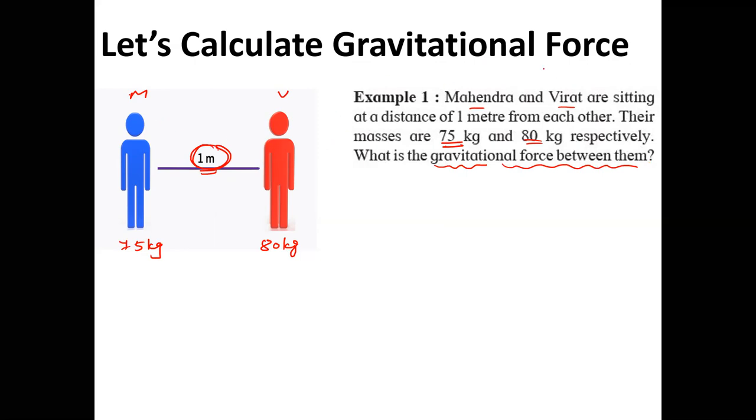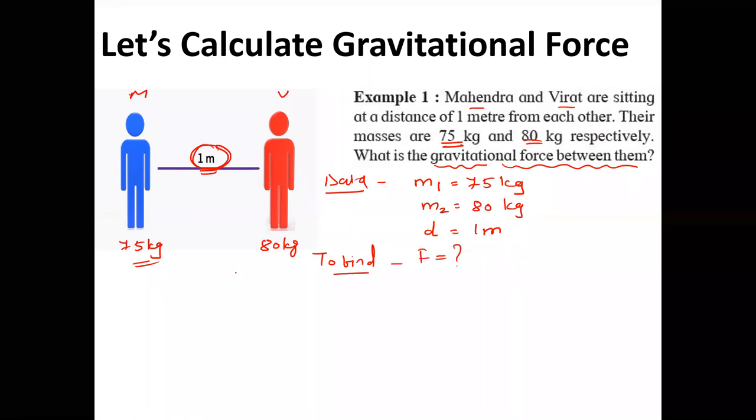First, whenever you are solving a numerical, try to find out the data. What they have given: you are provided with a mass, that is M1. First object ka mass is 75. So M1 is 75 kg, M2 is 80 kg, and distance between them is 1 meter. And what they have asked is to find, kaise find karte hai? To find the force of attraction between them. And then you have to apply the formula. Okay, so which formula will we apply? F is equal to G into M1 M2 upon D square.